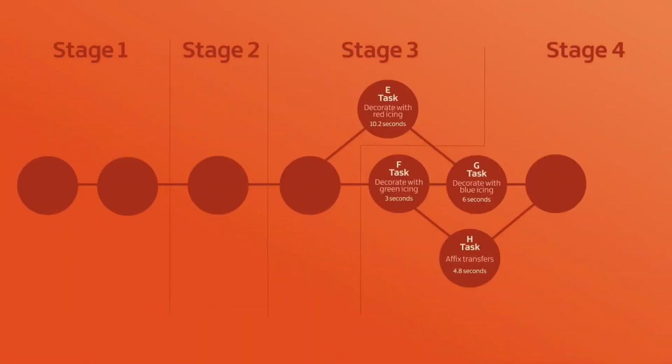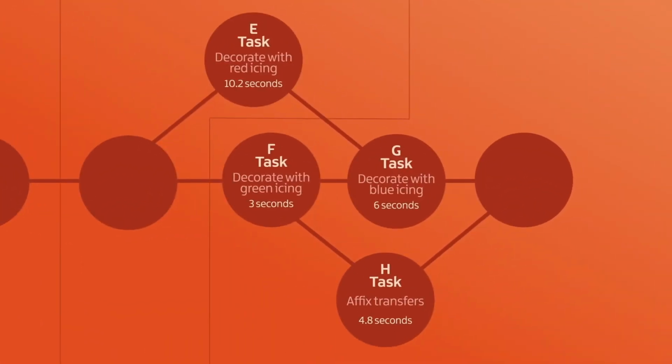Not all stages in a product line need to be sequential. Workers decorate some cakes with red icing in task E, while another team decorate others with green in task F. While some cakes receive blue icing in G, others have transfers affixed in task H. These parallel processes allow the factory to deepen its product mix while conserving production time.